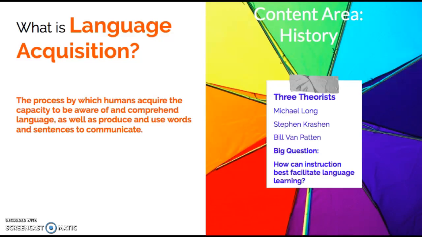What is language acquisition? It is the process by which humans acquire the capacity to be aware of and comprehend language, as well as produce and use words and sentences to communicate. The content area I will be focusing on is history or social sciences. The three theorists are Michael Long, Stephen Krashen, and Bill Van Patten. Our big question today is how can instruction best facilitate language learning? We will be focusing primarily on second language acquisition.